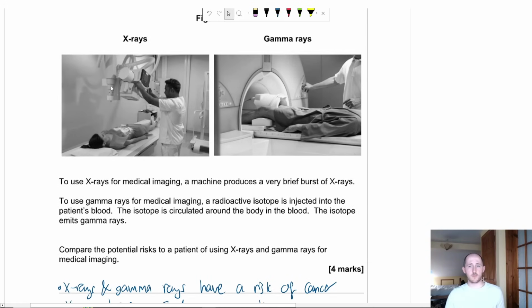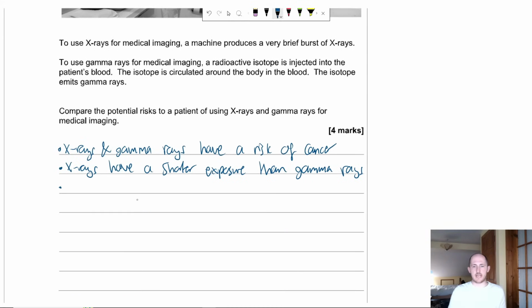And what was the other thing I said? Well, with an X-ray, they generally only take a picture of part of your body. Maybe your leg, maybe your chest area or something like that. With gamma rays, it goes around the entire body, which means you're being irradiated through your entire body. So gamma rays spread through, or irradiate, your entire body.